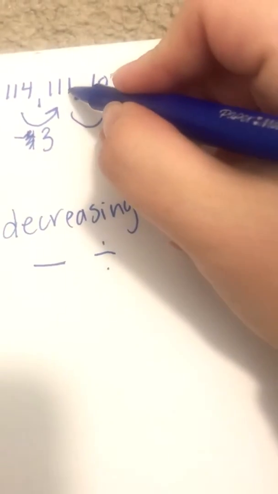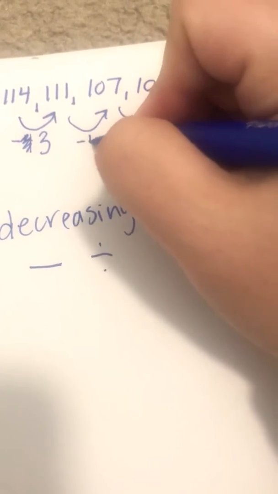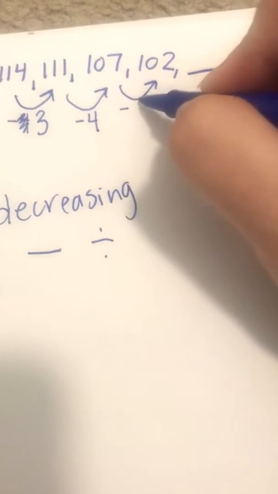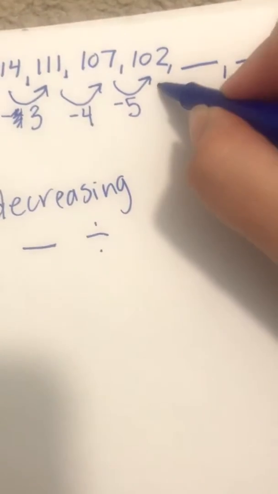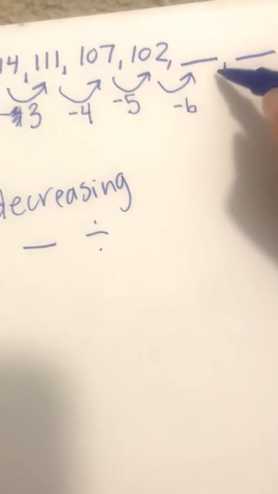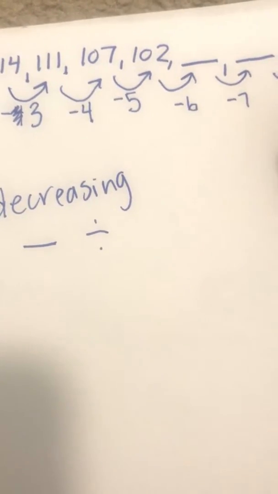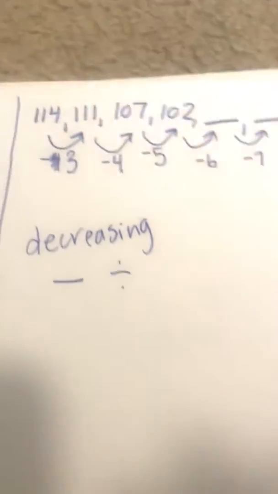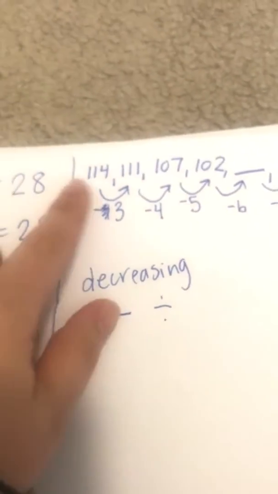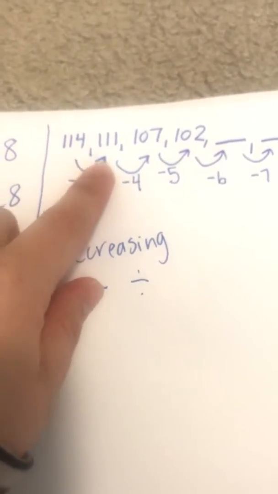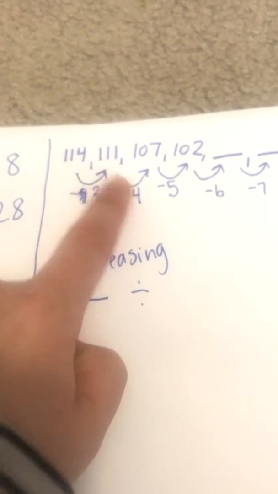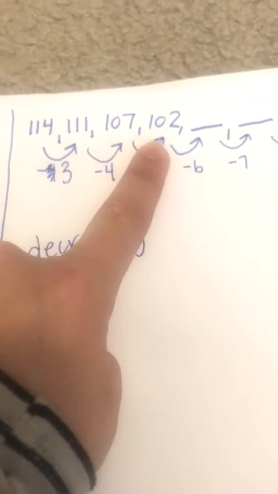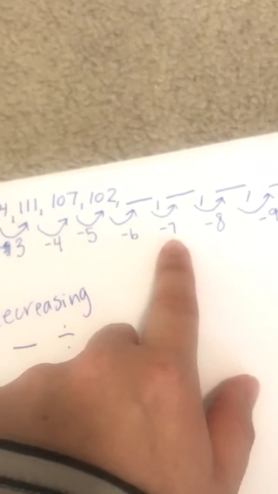And then it looks like they're subtracting 4. 111 take away 4 is 107. And then 107 take away 5 is 102. So it looks like it's decreasing by 1 more each time. Does that make sense? Let me show you what I mean by that. So 114 minus 3 gives me 111. If I take 4 from 111, I get 107. If I take 5, I get 102. So it looks like each time it's decreasing by 1 more than the other.